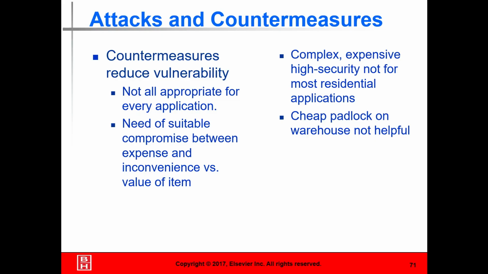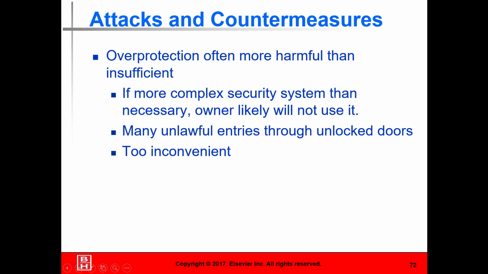Countermeasures reduce vulnerability. Not all are appropriate for every application, and we need to look at that. Cheap padlocks on warehouses are not helpful. Again, what are we trying to protect? Overprotection is often more harmful. If a complex security system is necessary, the owner likely will not use it. Many unlawful entries are through unlocked doors because locking is too inconvenient. So again, what are we trying to protect?